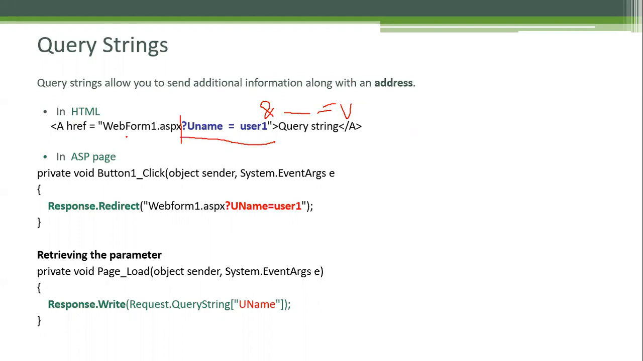When we click on a hyperlink, if you want to go to a different page along with some information, you can write: webform1.aspx question mark username equal to user1. In an ASPX page, we can use Response.Redirect to redirect to webform1.aspx along with this username value. To access this, we use Request.QueryString of username.